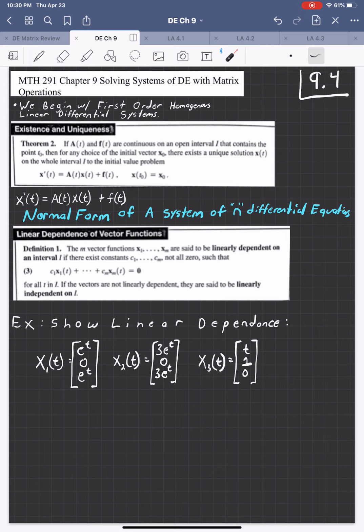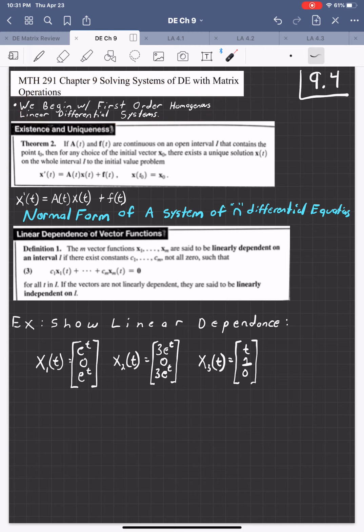I know this looks a little bit cluttered, but it saves me time from getting everything out. Therefore, I'm not writing as I do the videos. But we're going to start with, again, you're going to have multiple techniques from chapter 4 and now from chapter 9. We're going to start with first order homogeneous differential systems, right?